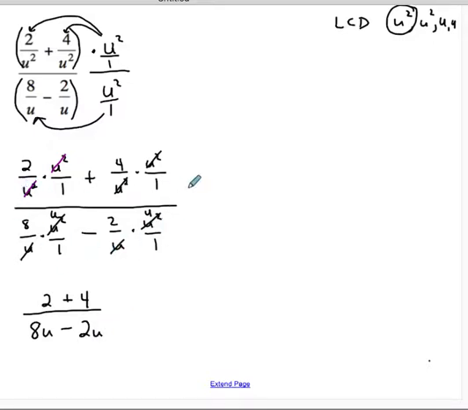So notice all of those fractions canceled out, and I'm just left here with a nice typical fraction. 2 plus 4 being 6, and my denominator is 8u minus 2u, or 6u. And here I can simplify this a little bit more because I've got those 6's in the numerator and denominator, so it's just 1 over u. Okay.